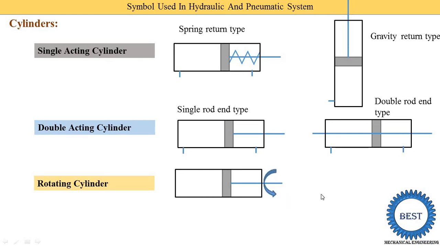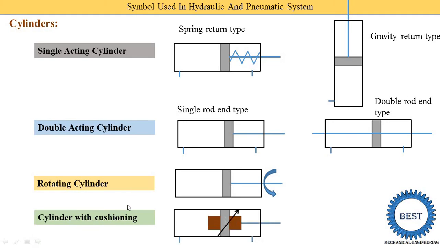That means the cylinders are rotating. And the next one is the cylinder with cushioning. For that, this type of symbol is drawn. These are the cylinder and piston, and these are the cushioning, which means it reduces the impact. For that, two more squares are provided with these rectangles, and one arrow is drawn with this piston. It is the symbol for cylinder with cushioning.